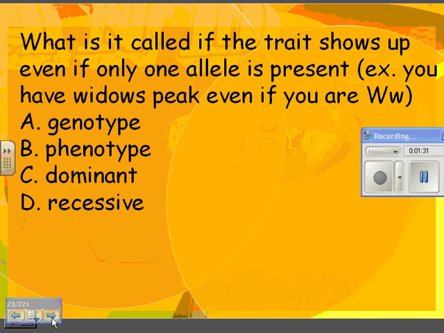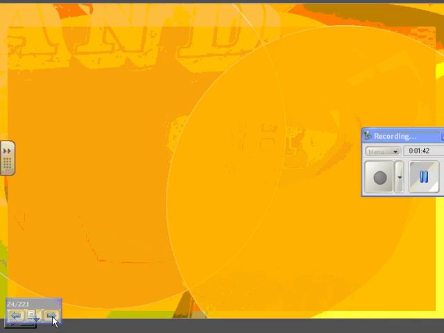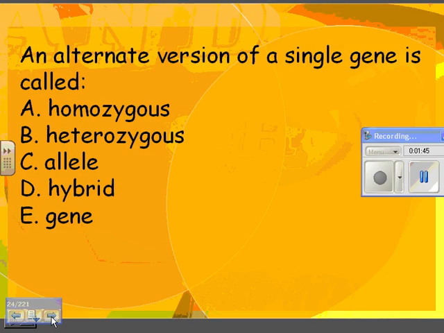What is it called if the trait shows up even if only one allele is present? So for example, you have widow's peak even though you only have one big W, and that's called dominant. An alternate version of a single gene is called an allele.